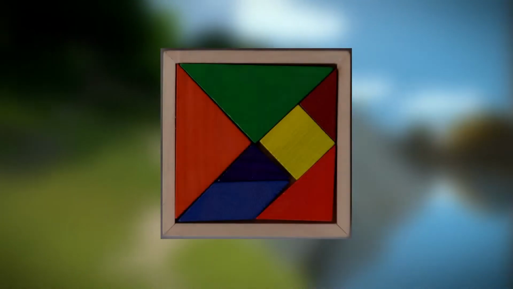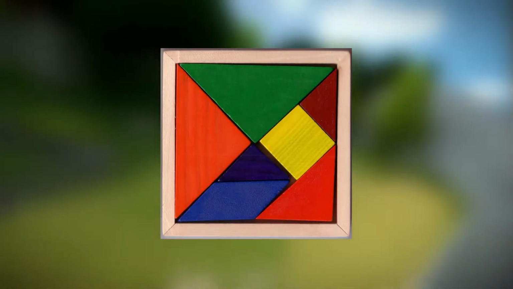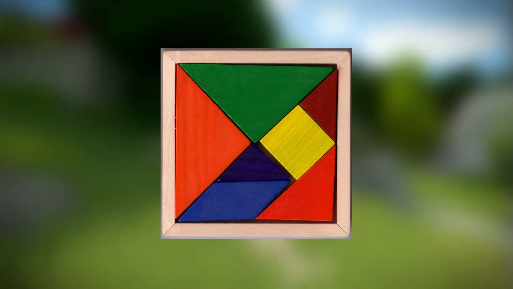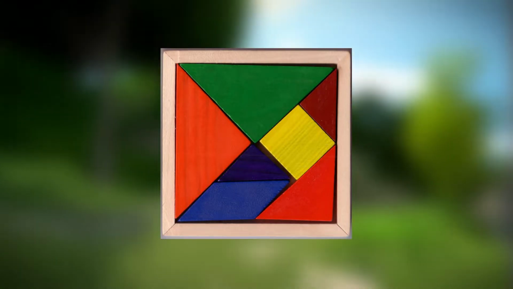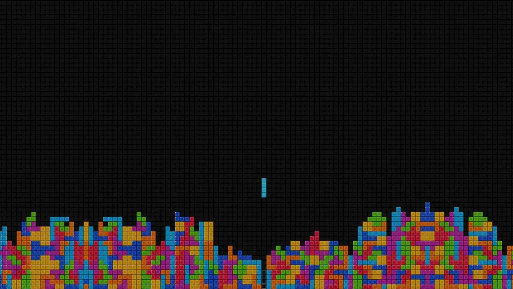The Chinese in the 18th century also created their own dissection puzzle, known as the tangram. It became extremely popular across Europe and Asia in the following centuries. Its design was quite simple and had a similar goal with the Ostomachion. Even today, dissection puzzles remain relevant. We all know about jigsaw puzzles and tetromino puzzles, as in the classic game Tetris.